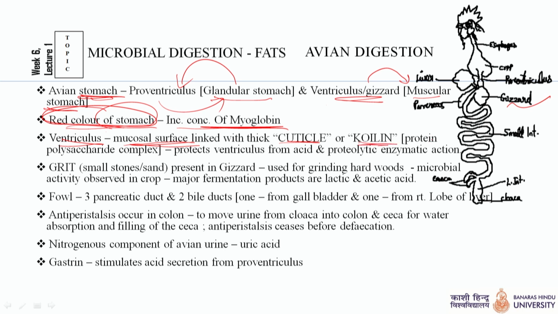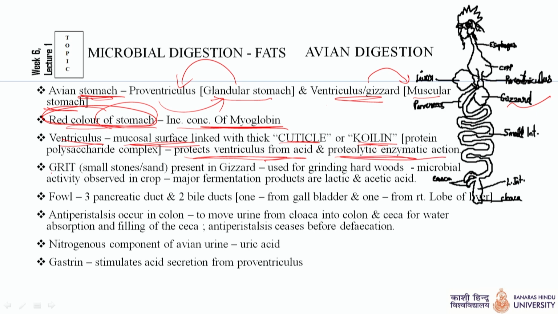What is this koilin? Koilin is a protein polysaccharide complex which lines the mucosal surface. Now, this cuticle or koilin protects the ventriculus from acid, because the gizzard is present after the proventriculus. The proventriculus has glands, that means it secretes acids as well as other enzymes, right? So the content will come and act on the gizzard. The gizzard already has a coating of the cuticle or koilin, so that protects from acid as well as proteolytic enzymatic action.